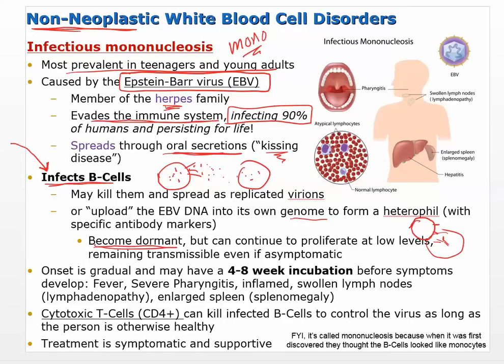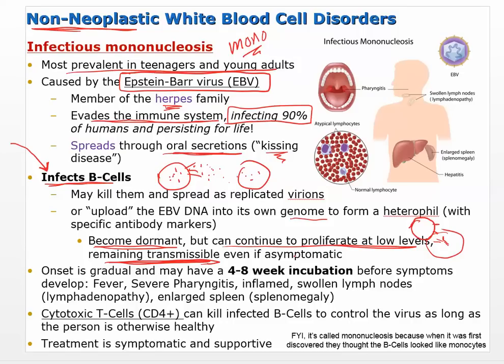Okay, so this Epstein-Barr virus can get into the B cells, upload itself into the DNA, and become dormant and not really do anything. But it can continue to proliferate at very, very low levels. So every now and then it might throw off some viruses, but by that time your immune system is already on it, already looking for it, even though it's hiding. And so if you're healthy and you have a healthy immune system, then you should be able to keep it down. However, the fact that it's still there means that it can still be transmissible.